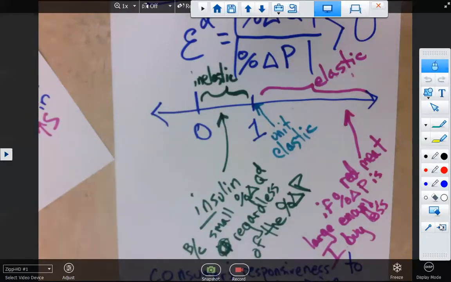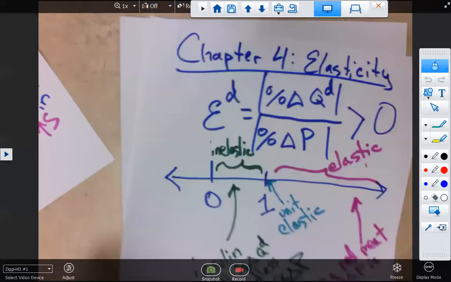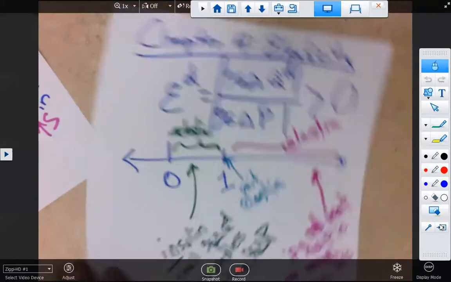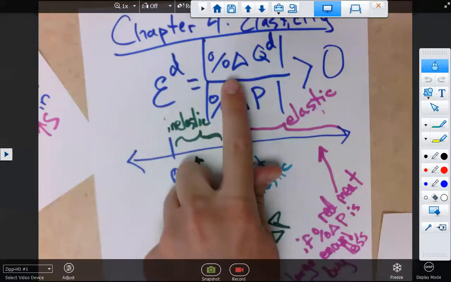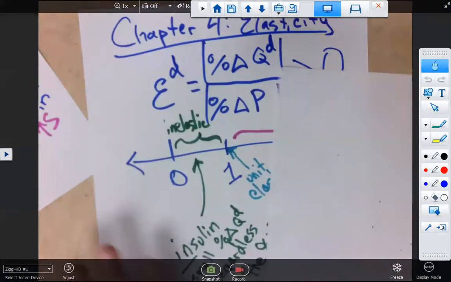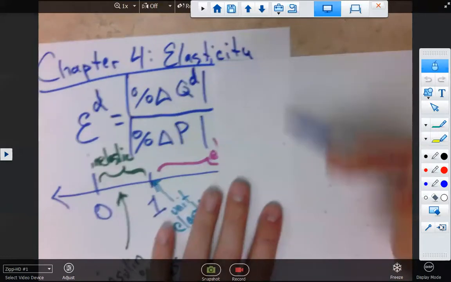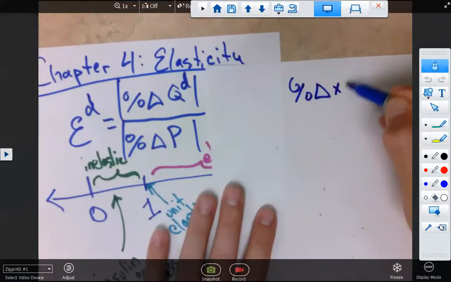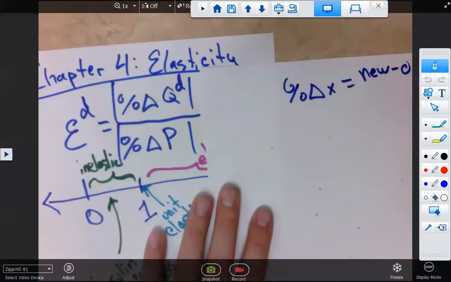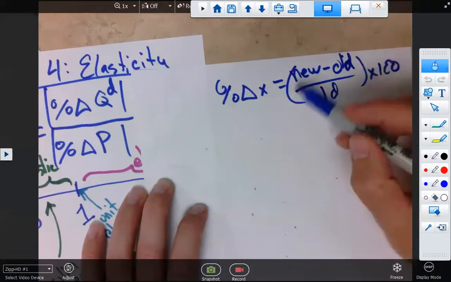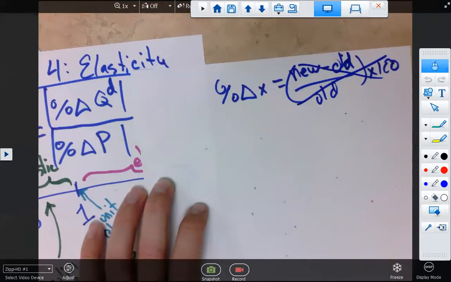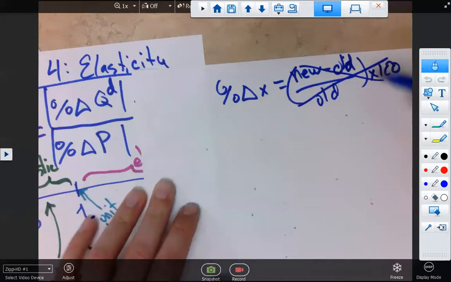A lot of us are used to, when we have these percent change formulas, doing new minus old over old. So we said, okay, percent change in X is equal to new minus old over old times 100. That's the typical formula that we all learned for percentage change. That's not what we're using. You're like, well, then why did I write it down? Well, because we're used to that.